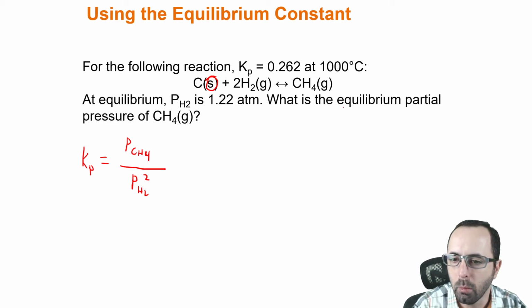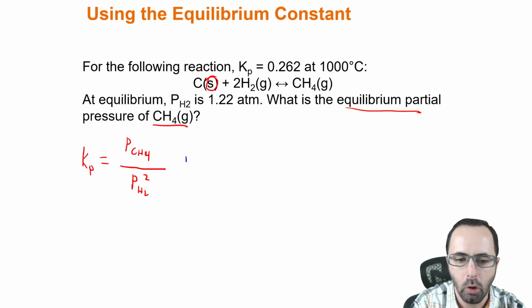Now we're asked for the partial pressure of the methane, so to solve for that, what we can do is multiply both sides by the pressure of the hydrogen squared.